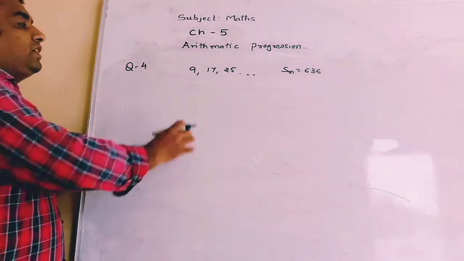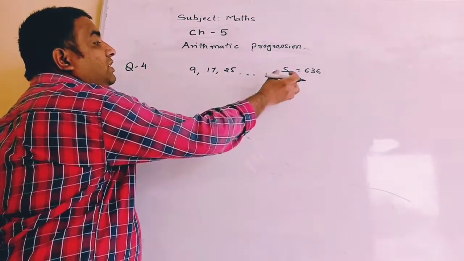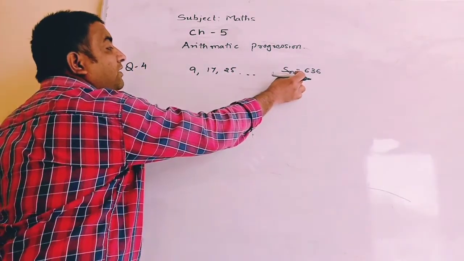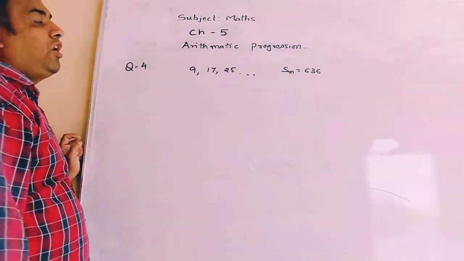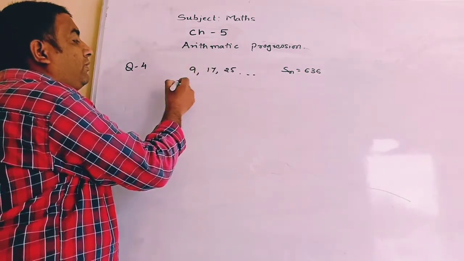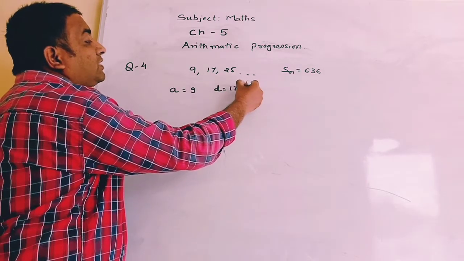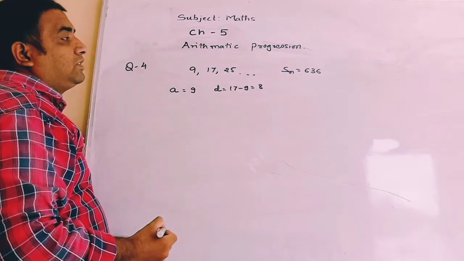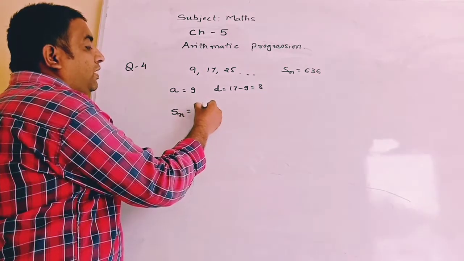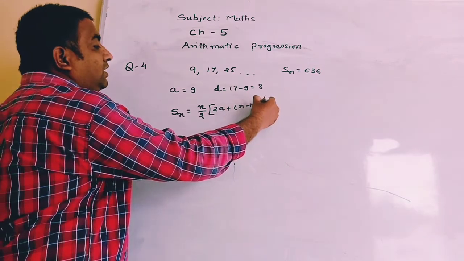So now we are given one AP which has the terms 9, 17, 25. The sum of its terms, when we add them, we get 636. So how many terms are added is what is asked in the question. So we have to find the number of terms. For that, from the AP we get the details: a equals 9 and d equals 17 minus 9, that is 8. And so Sn equals n by 2 into 2a plus n minus 1 into d.